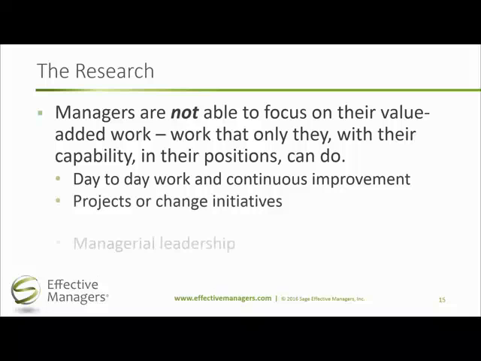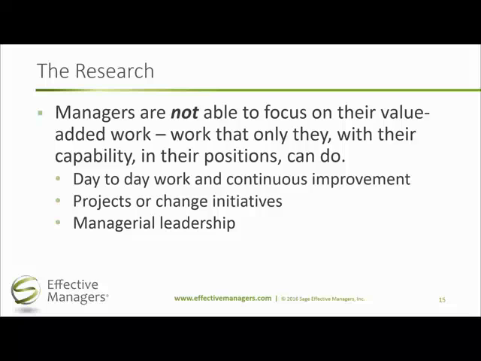So if managers aren't able to focus on their value-added work, and by value-added, by the way, I put the definition on this slide 15. Value-added work is work that only they, with their capability in their positions, can do. So this is a really important concept. Each position in an organization is uniquely positioned to add value to the organization overall.